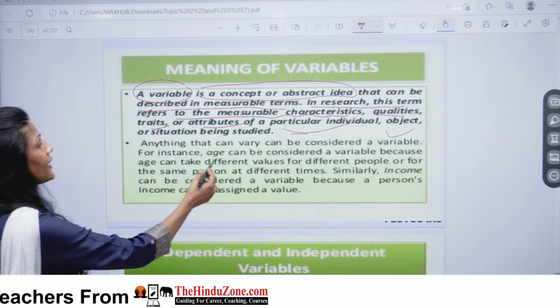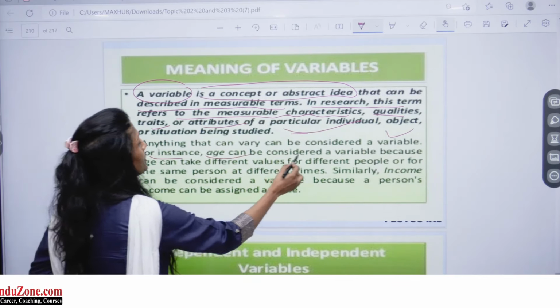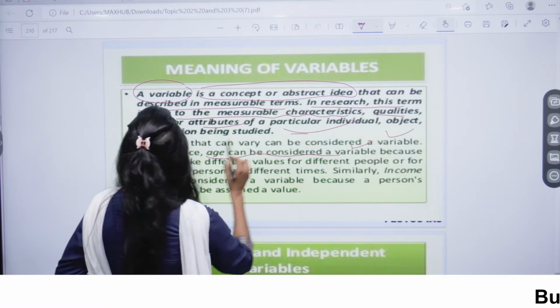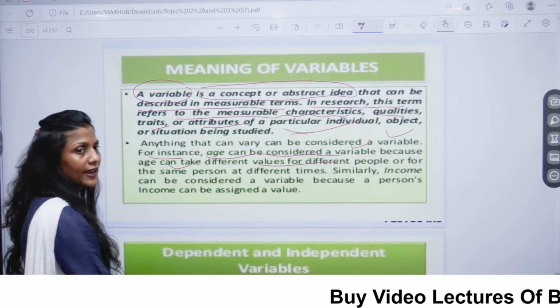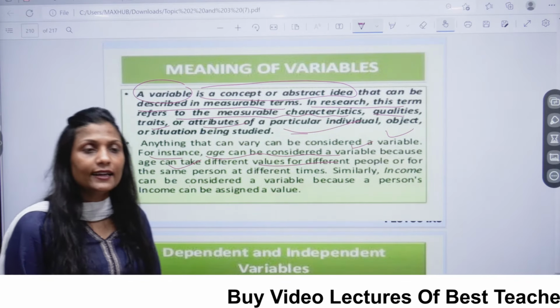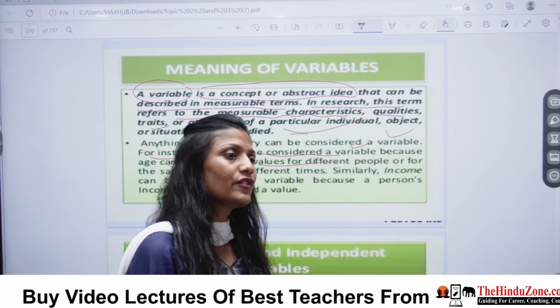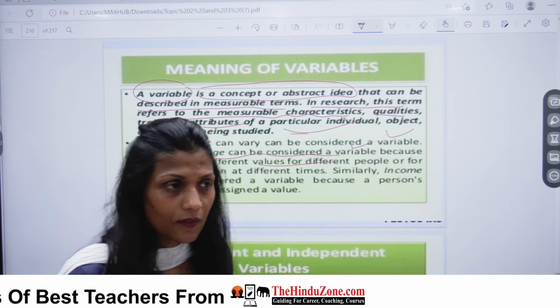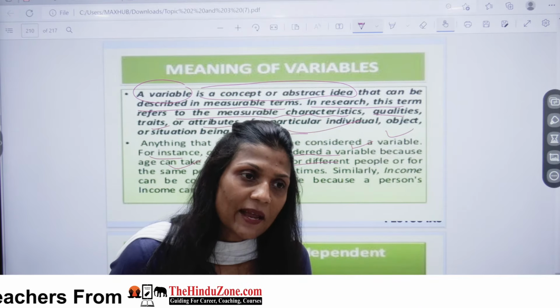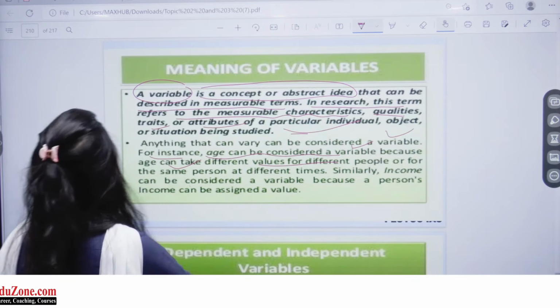So anything that can vary is a variable. For instance, age can be considered a variable because age can take different values for different people. Income can be another variable. Education can be another variable. All right. So these are the different variables. For example, if I want to understand poverty, okay, age can be one variable. I want to see that. Let me explain again.